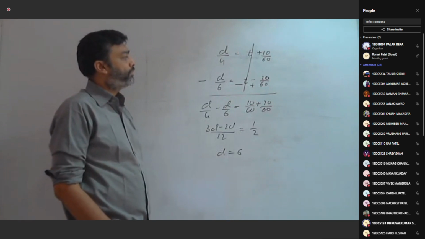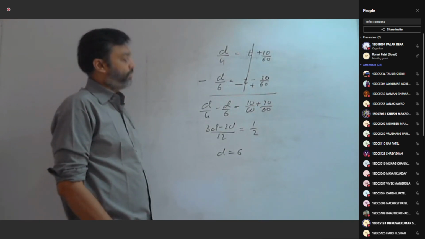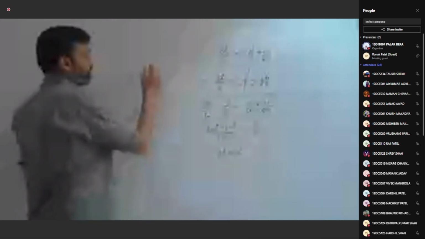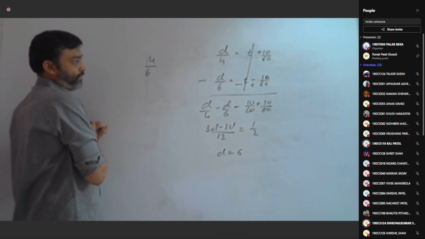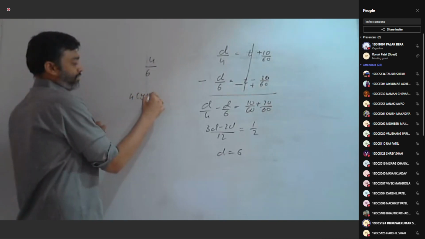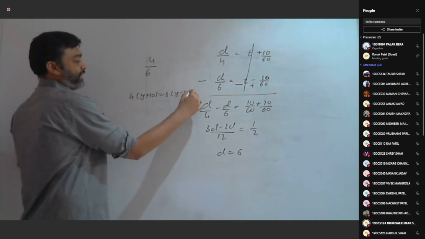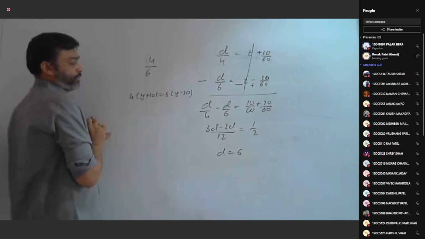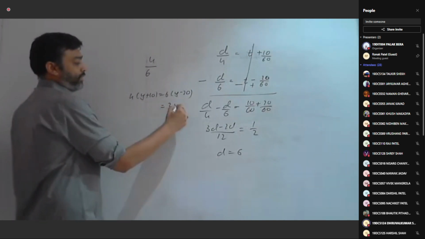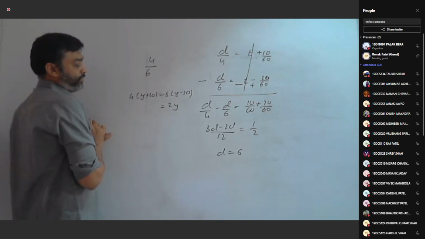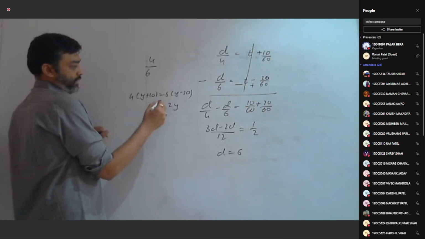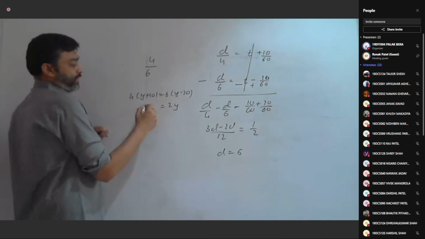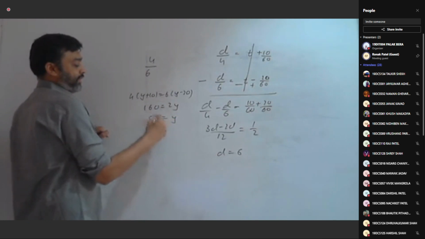Yes, so 4 into y plus 10 upon 6 into y minus 20 equals 1. No need to take t at all, directly like this. And y will come in minutes. So 2y equals 160. 6 2s are 120 plus 40, 160. So y equals 80.